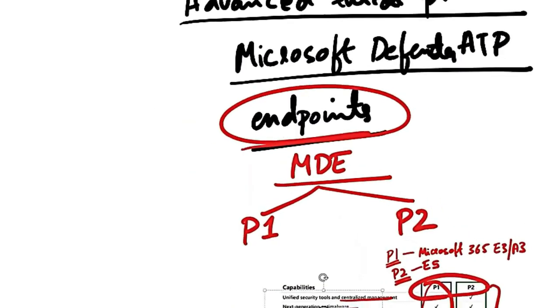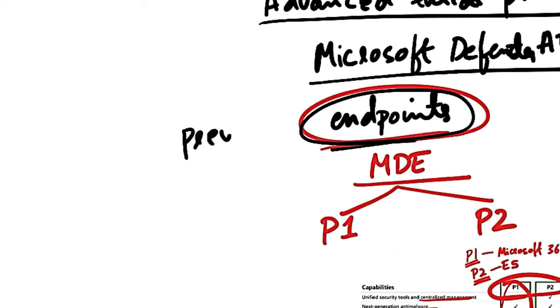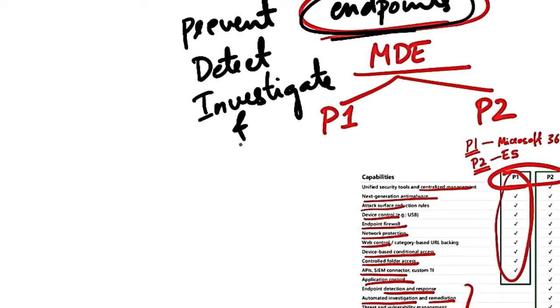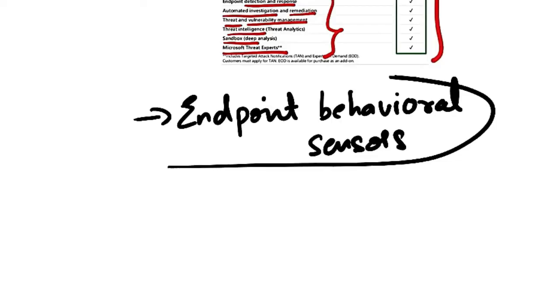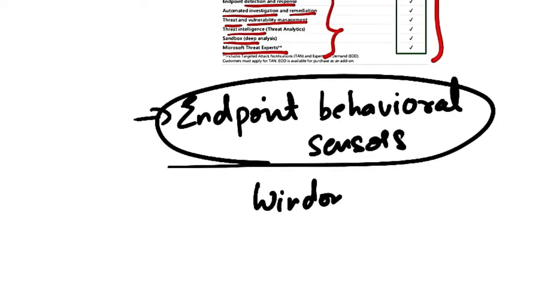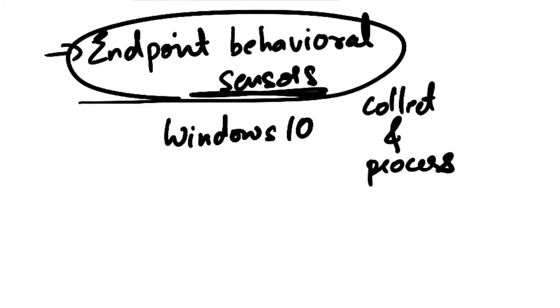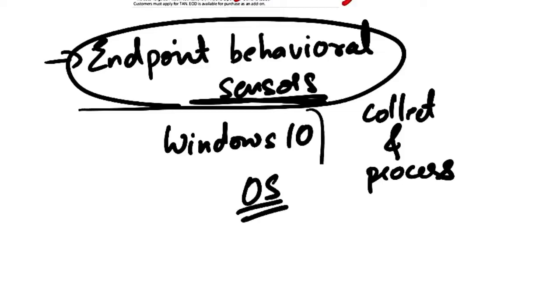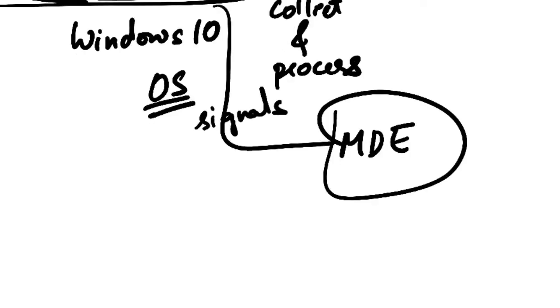So going back to the capabilities of Microsoft Defender for Endpoint, it can help you prevent, detect, investigate, and respond to advanced threats. So MDE uses endpoint behavioral sensors. These sensors are actually built into Windows 10. These sensors collect and process behavioral signals from the operating system. And then these sensors send these signals or behavioral data to MDE. When I say MDE, this is your private isolated cloud instance of MDE that is given to you.